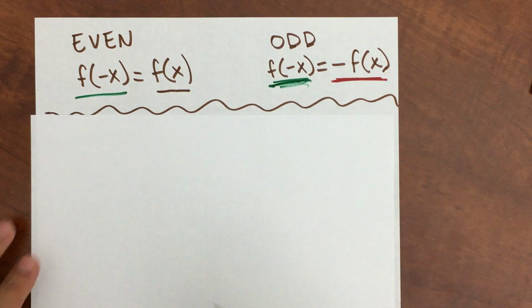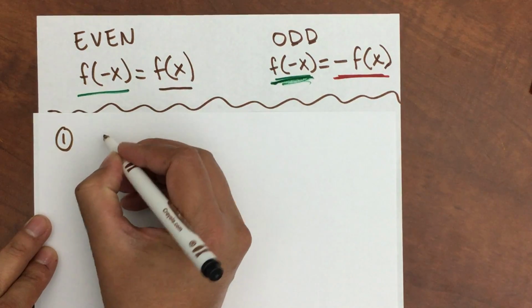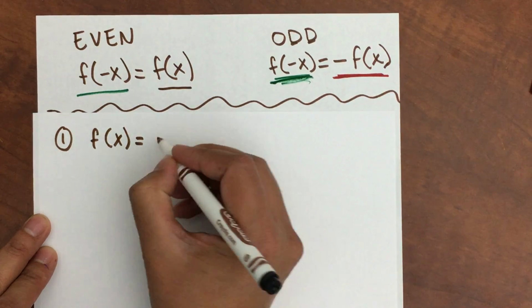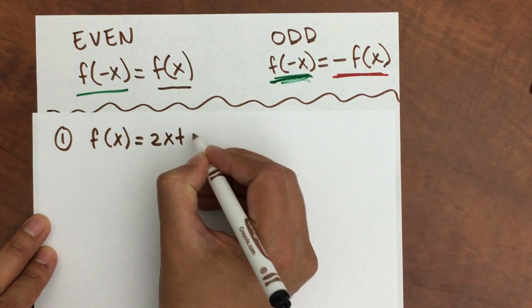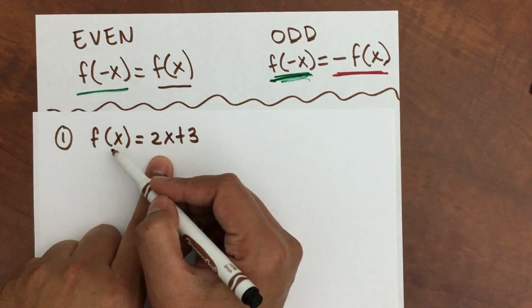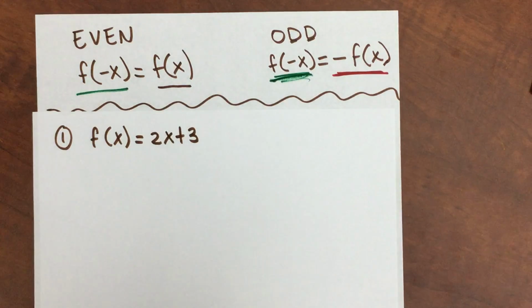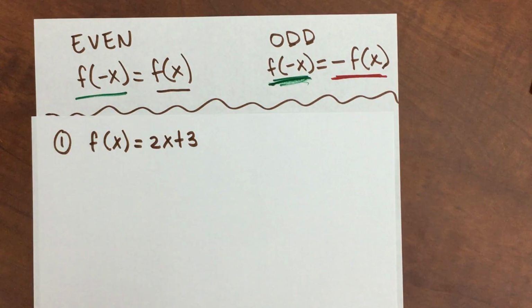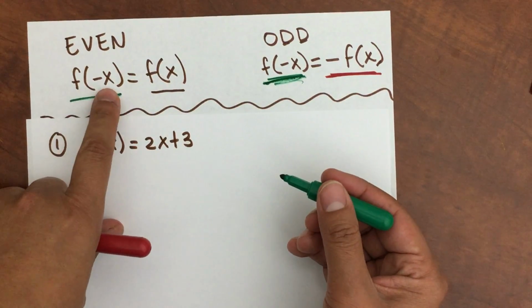the first example. If I have the original function, which is f of x equals 2x plus 3, this expression is f of x, and I am writing it in brown to help identify it. And the next part, I'm going to use green for the function of negative x.